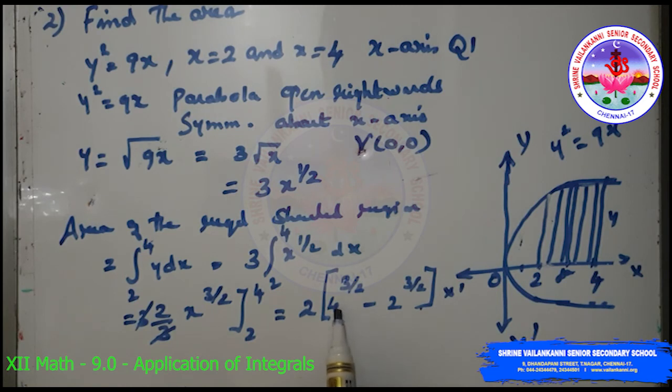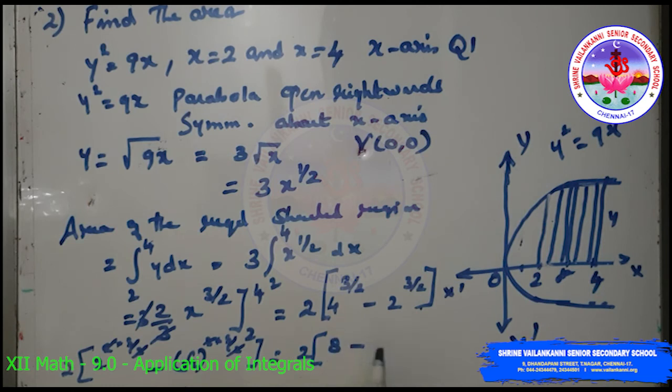So 4 I can write as 2 power 2. So 2 into 2 square into 3 by 2. So 2 and 2 will get cancelled, minus, here I can write 2 as root 2 whole square into 3 by 2. So 2 and 2 will get cancelled. So this is equal to 2 into 2 cube, which is 8, minus root 2 whole power 3, which is 2 root 2, square units. So the area of the required shaded region is 2 into 8 minus 2 root 2 square units.